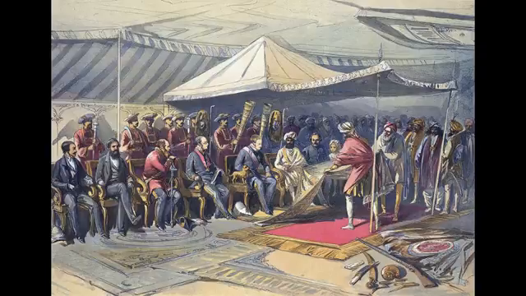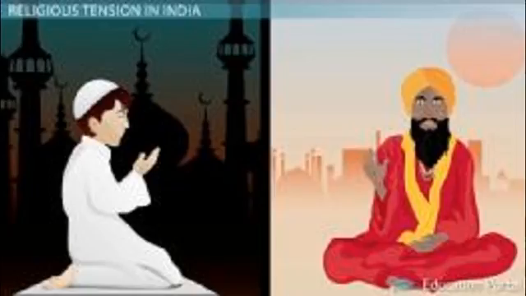As the British ruled India, they kept the Indians from unifying by emphasizing the differences between local populations. Doing so allowed the British to continue ruling.